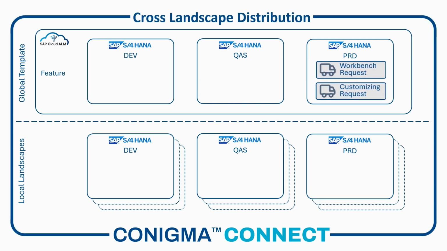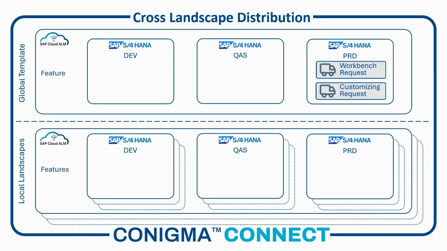As a first step, Conigma creates one feature for each local landscape. These features act as containers for the distributed objects and customizing entries. Conigma then creates transport of copies, one for each local line. These requests are automatically released and transported from global production to the respective local development systems.